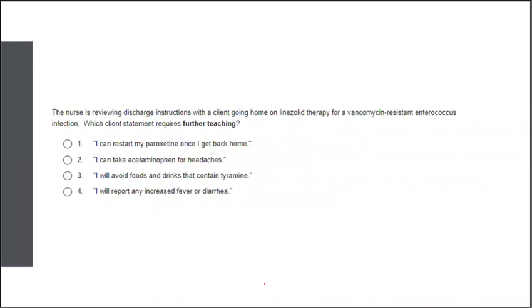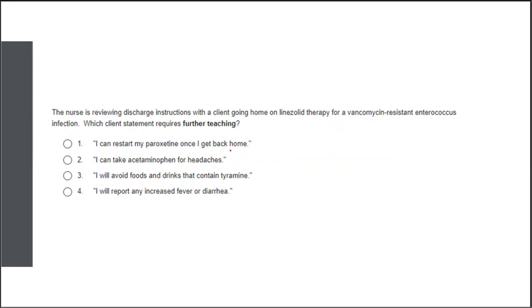Okay, so now the client is reviewing discharge instructions. The nurse is reviewing discharge instruction with a client going home on linezolid therapy for a vancomycin-resistant enterococcus infection. Which client statement requires further teaching? Okay, so now the client says, I can restart my paroxetine once I get home.